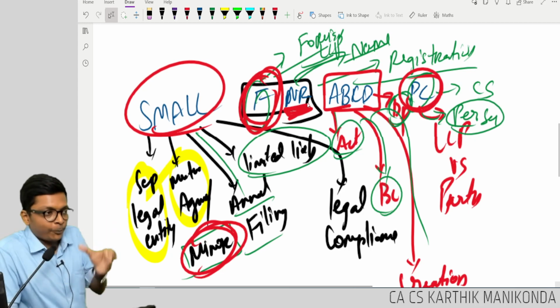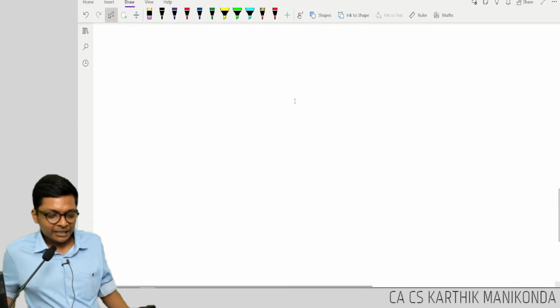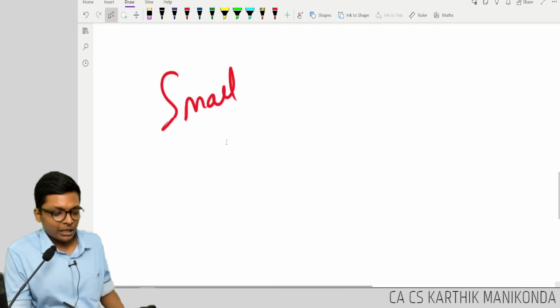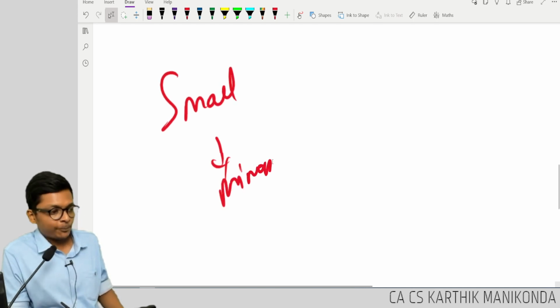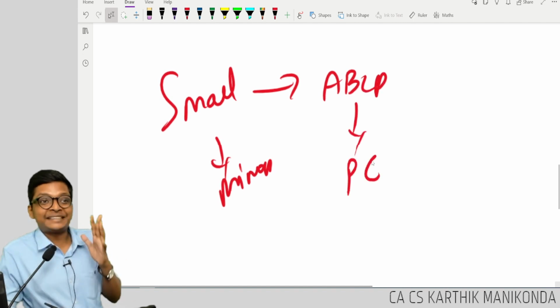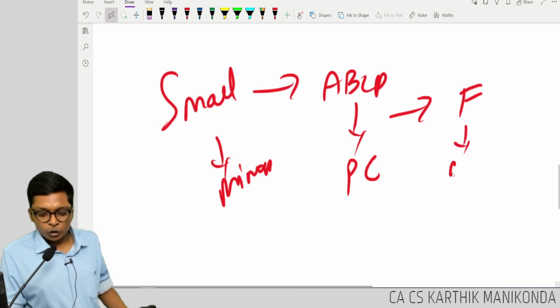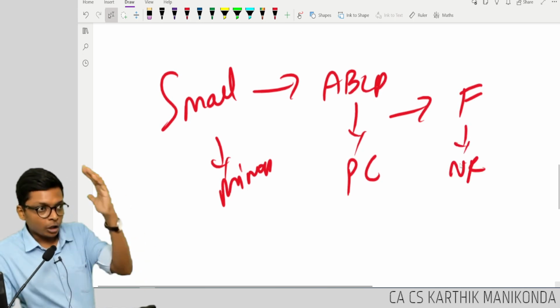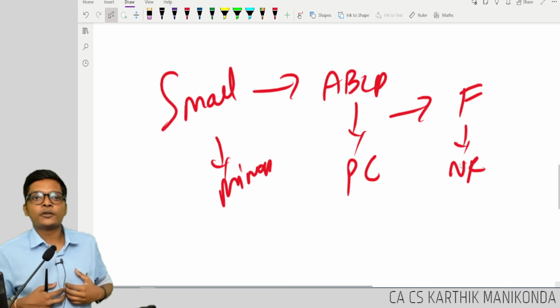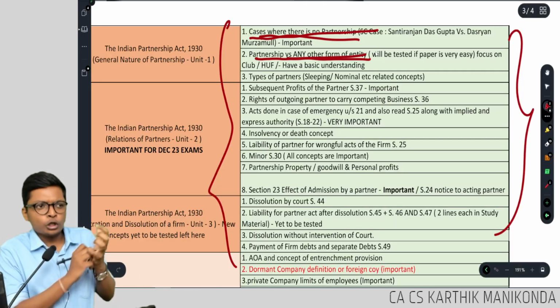Now I know all the points are easy, but how to remember? So what's my mnemonic, guys? When I am small, I am a minor. Minor is a point. When I am small, I learned ABCD. I always wanted a PC when I was a kid. You didn't get it. Why? You wanted to go foreign. If you go foreign, you become a non-resident. All points will come. Are you following, guys? Clear. That's it. I just told you one difference.